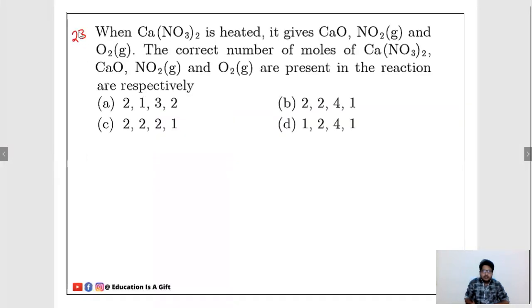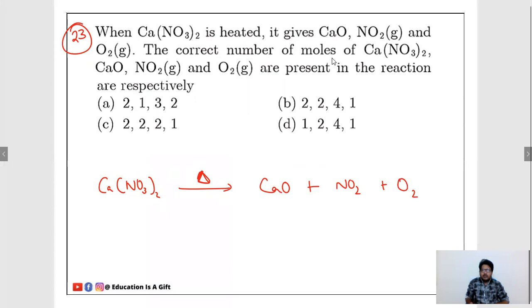23rd question. When CaNO3 calcium nitrate is heated, it gives CaO. Okay, let us write it in the form of an equation. When CaNO3 taken twice is heated, this delta is the indication of heating, it gives rise to CaO plus NO2 plus O2, oxygen, fine. The correct number of moles of CaNO3 taken twice, CaO, NO2 and O2 are, okay, they are asking us to balance the equation.